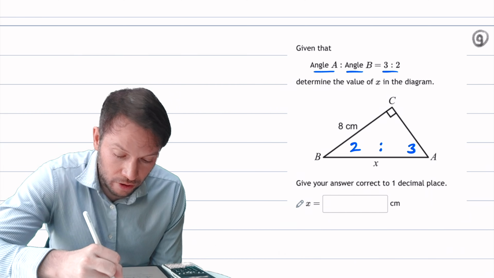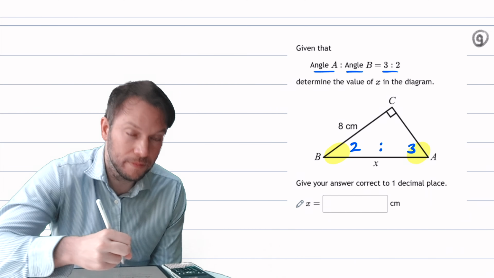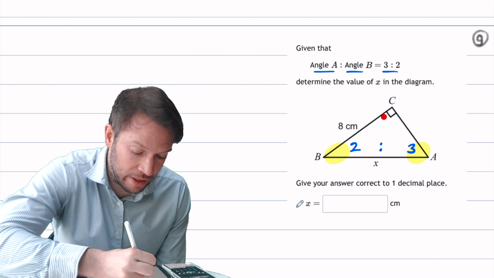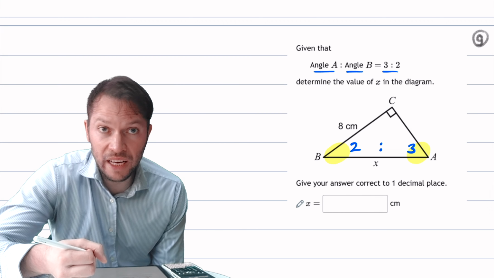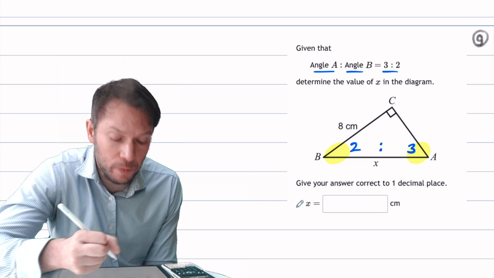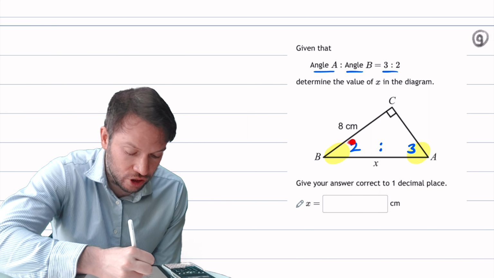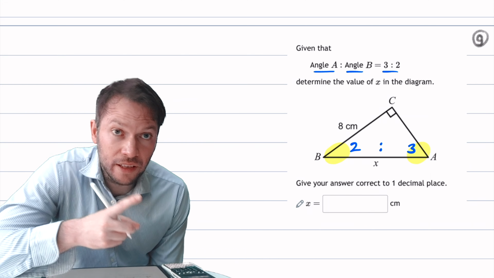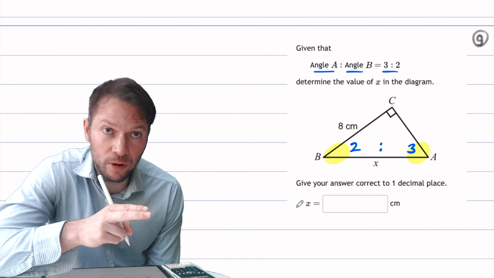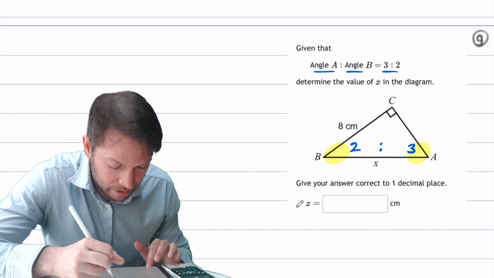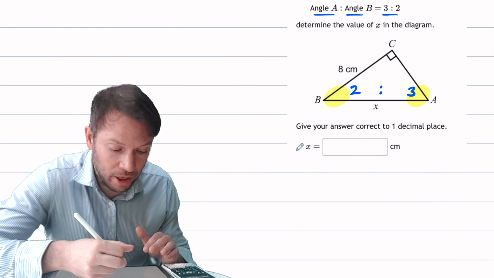Now, what do we know that these two angles add up to? Well, the angles in a triangle add up to 180 degrees, but this angle's 90 degrees, so the remaining two angles must add up to 90 degrees. So we have two angles, they're in the ratio 2 to 3, and they add up to 90. So we just need to split 90 degrees, the total angle, in the ratio 2 to 3. So let's do that. 2 to 3, that's 5 parts in total.